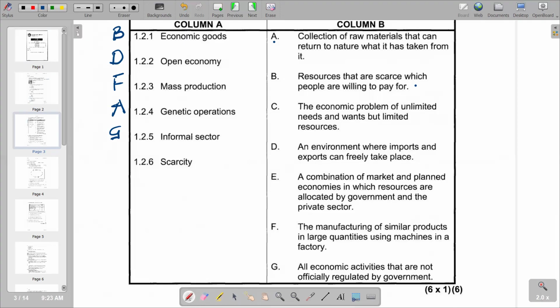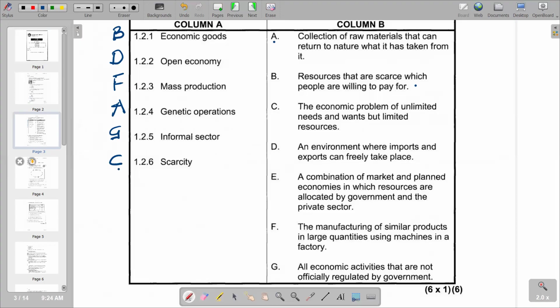So the next one is scarcity. When there's scarcity, obviously there is an association with shortage. So we try to see which is the correct response. We see the economic problem of unlimited needs and wants, but limited resources. So we have limited resources, but the needs are unlimited. The resources that we have cannot meet the needs and wants. So that becomes scarcity. So we have C as the correct response.